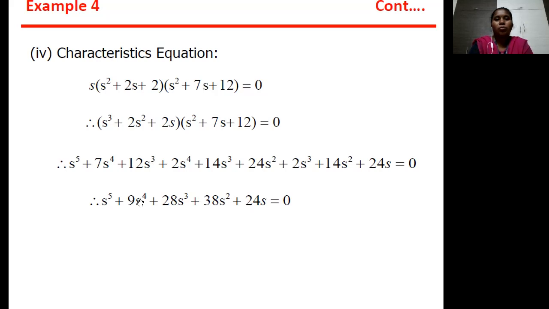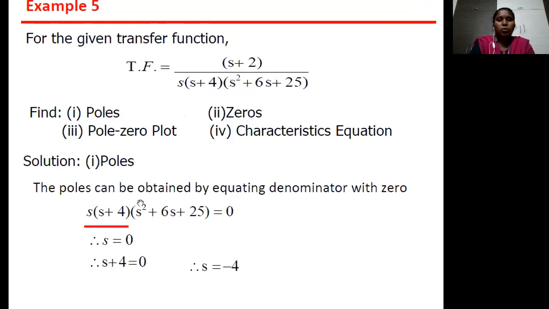What did we determine now? We determined what poles exist for the given transfer function and what zeros exist for the given transfer function, and we represented both the poles and zeros on the S plane, and also we determined the characteristic equation, right? And coming to the next problem, here we will see another problem.